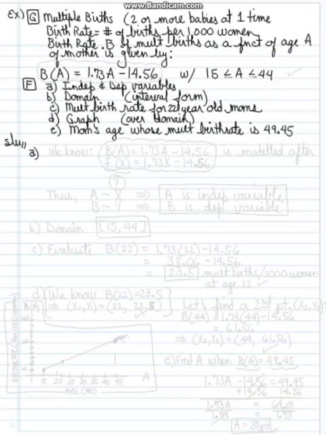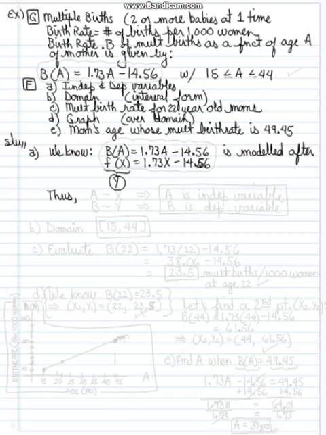Part A, we know this function that they gave us, b of a equals 1.73 times a minus 14.56, is modeled after f of x equals 1.73x minus 14.56. And we also know that this portion is really y wearing its fancy function clothes.